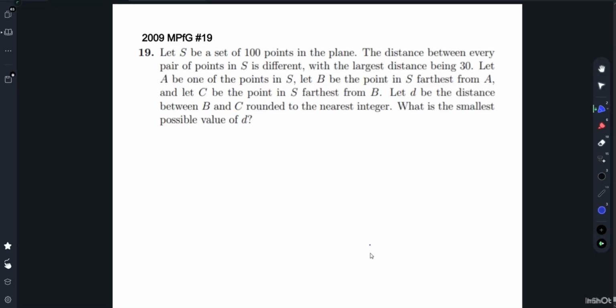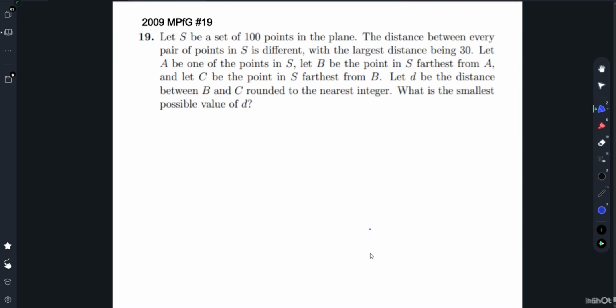Hello guys, today we're on the 2009 Math Prize for Girls problem 19. So let S be a set of 100 points in the plane. The distance between every pair of points in S is different, with the largest distance being 30. Let A be one of the points in S, let B be the point in S farthest from A, and let C be the point in S farthest from B. Let D be the distance between B and C rounded to the nearest integer. What is the smallest possible value of D?